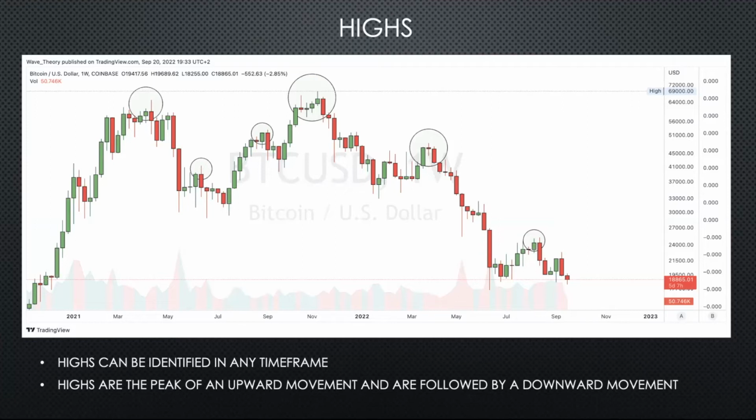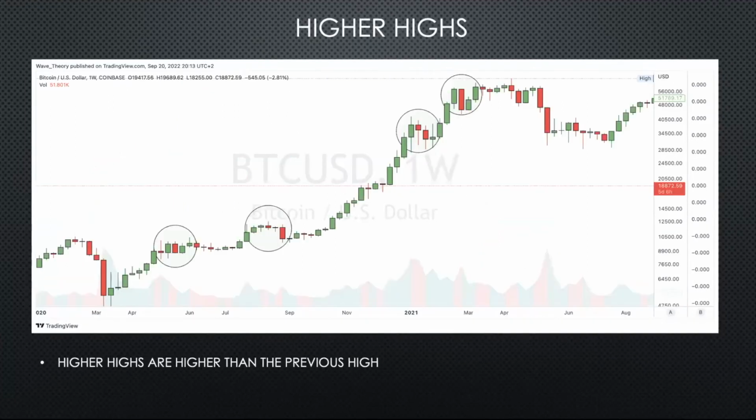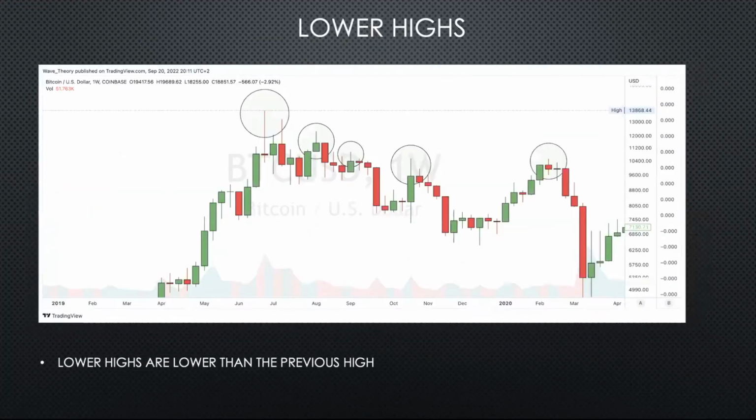Highs are the peak of an upward movement and are followed by a downward movement. Higher highs are higher than the previous high. Lower highs are lower than the previous high.